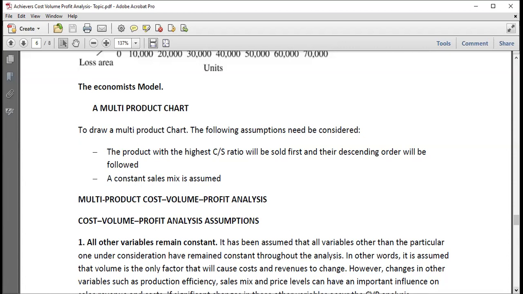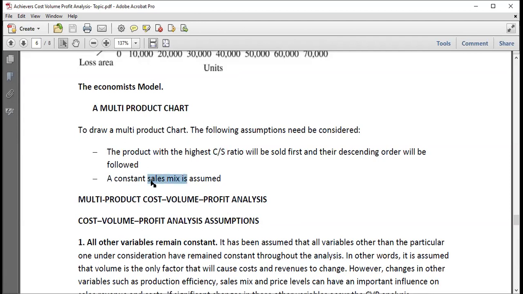So what happens with the CVP when we have multiple products? You get it? So we have two assumptions. The first assumption is that the product with the highest CS ratio will be sold first. If you remember, we said CS ratio is the contribution per sales ratio. So the product that has a higher CS ratio will be sold first, because the company is trying to maximize contribution. And then the order will be followed. It also assumes that a constant sales mix is maintained.